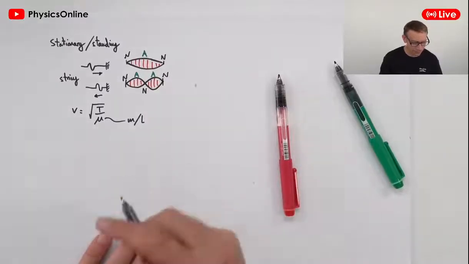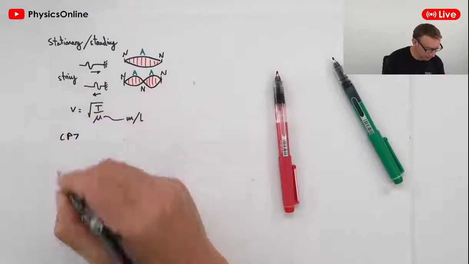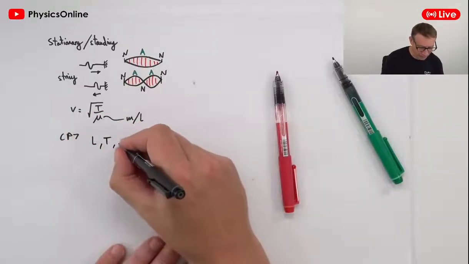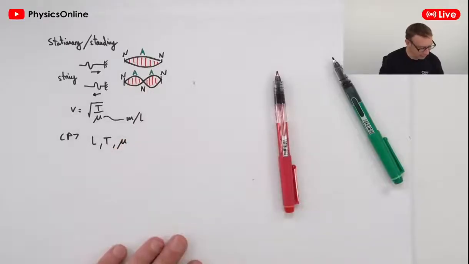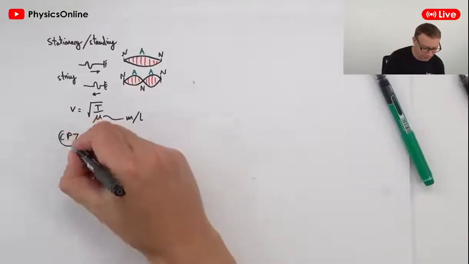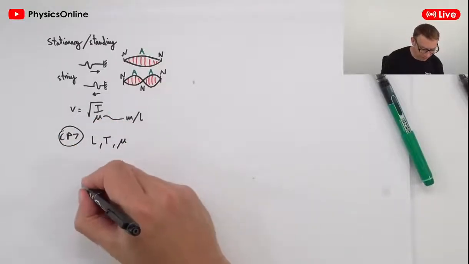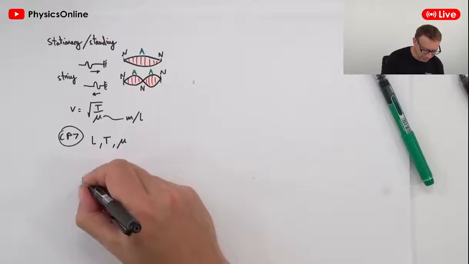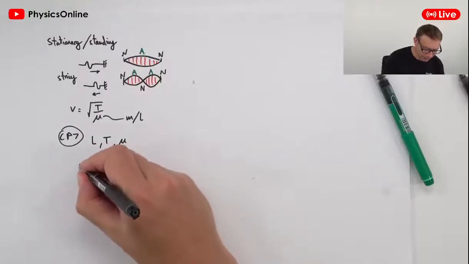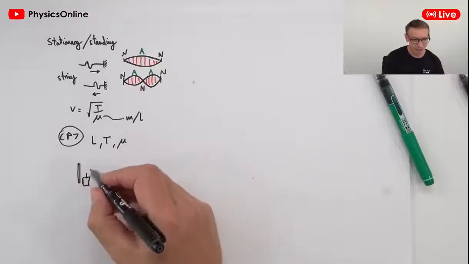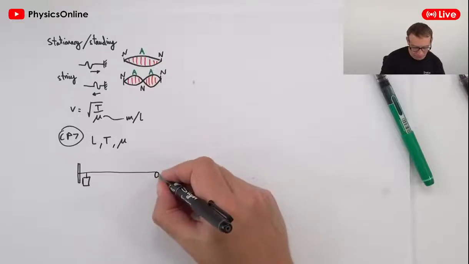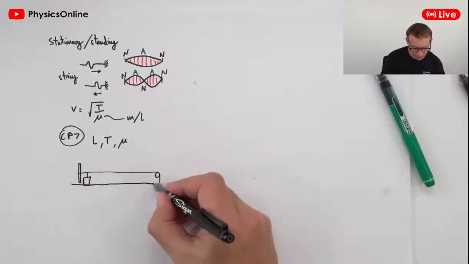The next one, Core Practical 7, is about the effects of length, tension, and mass per unit length on the frequency of a vibrating string or wire. The standard way that this is done is you have some kind of signal generator over here. Often you have maybe a retort stand. You attach a string to it, and then that string goes along, over a pulley, and off the edge of a desk.